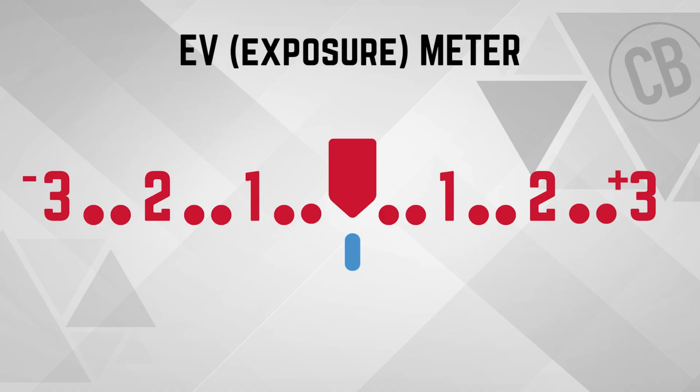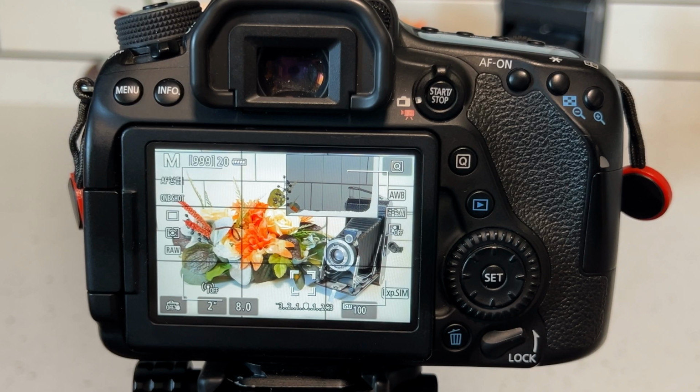The last tool that I want to show you is called the EV meter, which looks very similar to exposure compensation. However, it's just a scale letting you know if you're under or overexposing an image. Let's take a look at what that looks like using the camera as well. If you're shooting in manual mode, for instance, and your settings aren't quite right, let's say you're overexposing the image like I am in this case.